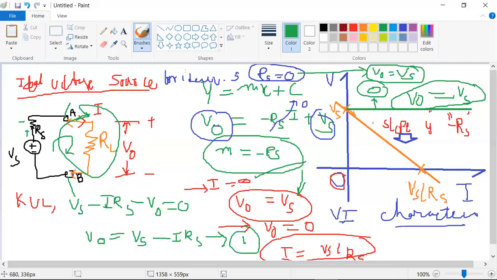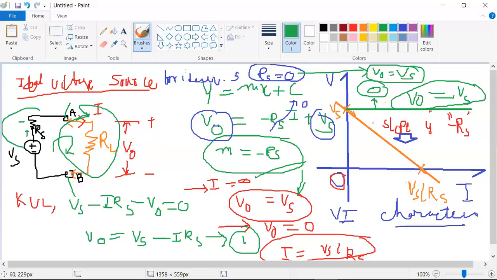These two conditions are the extreme conditions. Between them I have drawn one line. This straight line indicates the slope of minus Rs. This is for the practical source. When the practical source becomes ideal, that is when Rs is equal to 0, my internal resistance is 0.